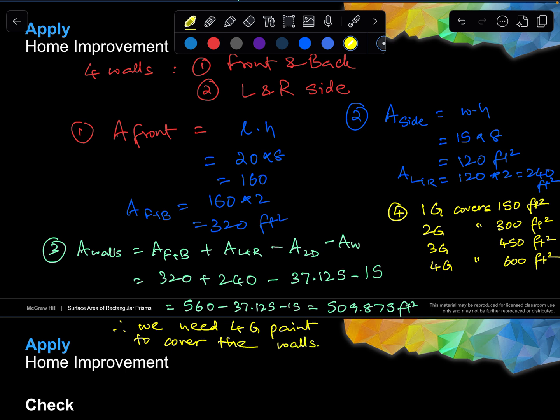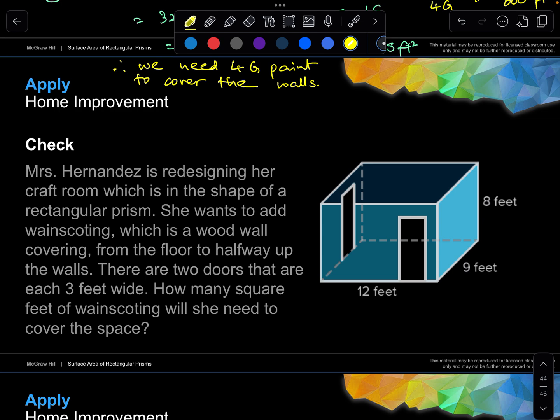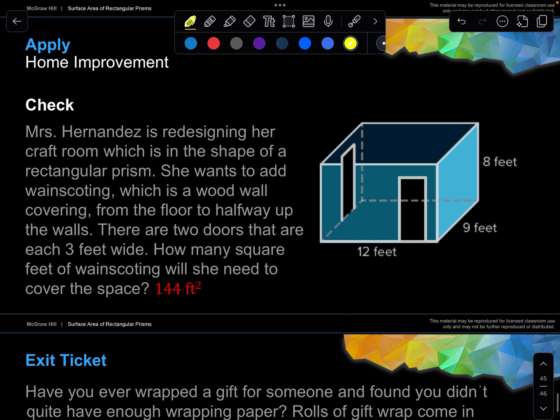All right, I know this is ending up being a long video, but that's because I'm working through each step. I want you to pause this right here and work on this check problem on your own. And here's the solution, 144 square feet.